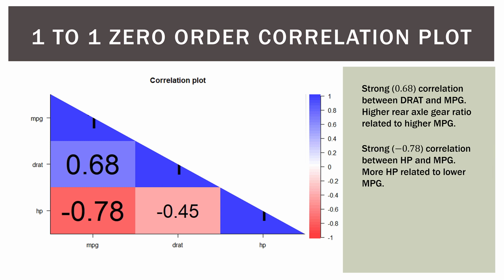So there's a strong negative, so negative 0.78 correlation between horsepower and miles per gallon.